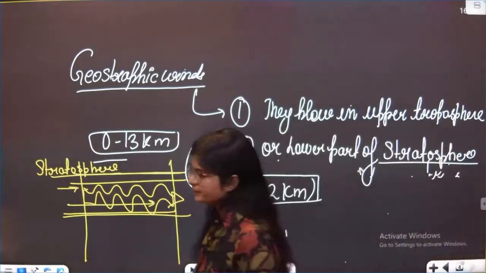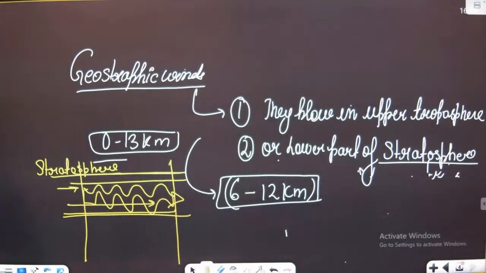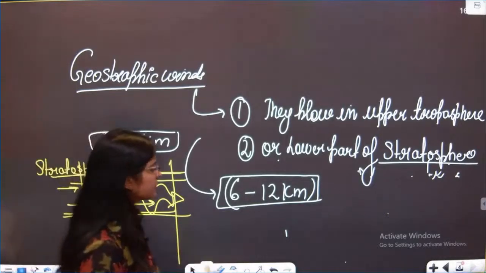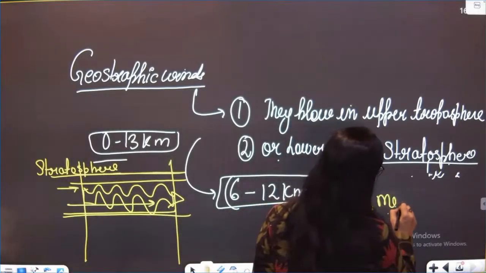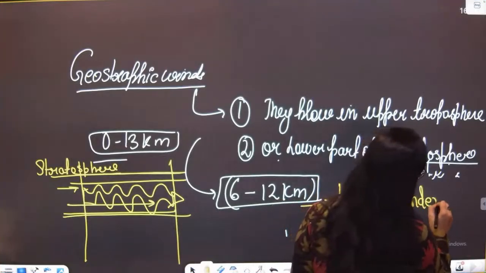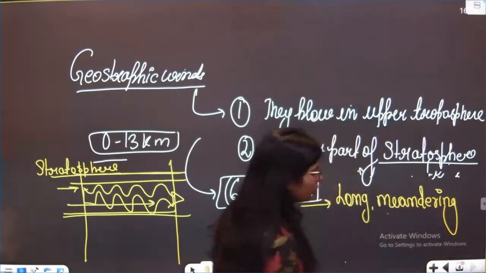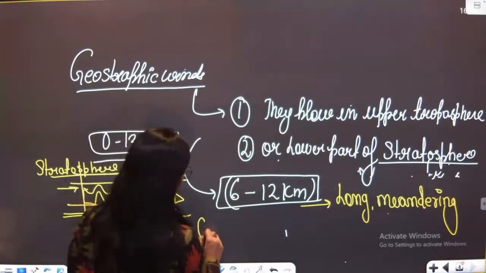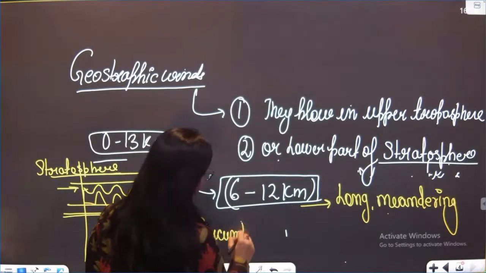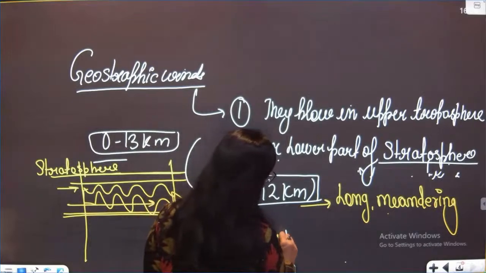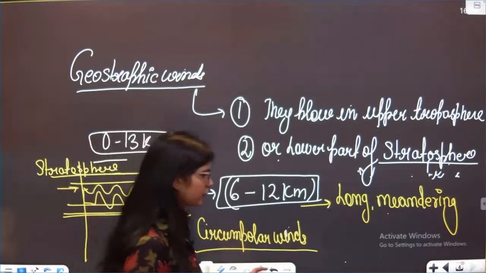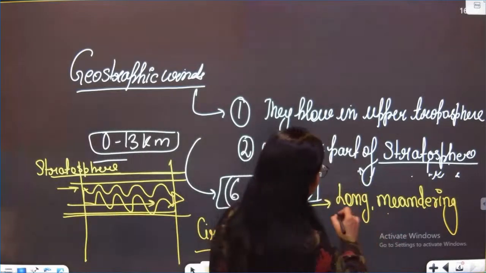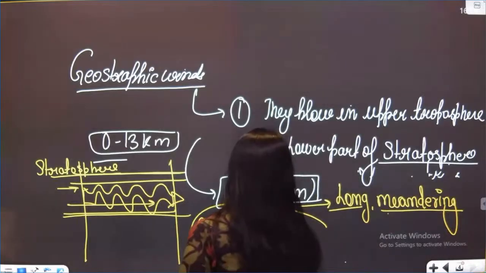Please draw this. What are the features of these winds? These winds are long, meandering, circumpolar winds. Just focus. I'll make you write all of that. Don't worry. They are long, they are meandering, and they are circumpolar winds.